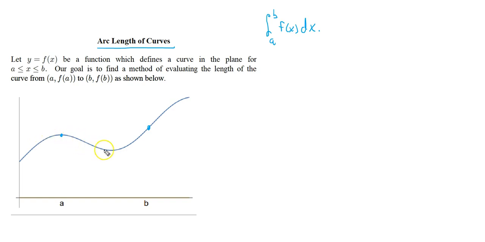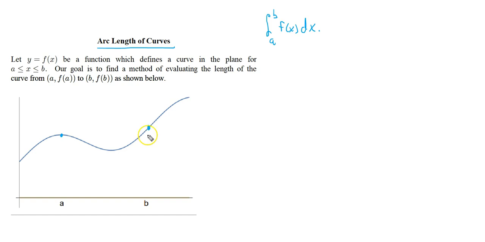So if we have a graph of a function down here, and say this is the point a, f of a, and this is the point b, f of b, we would like to know the length of the curve as we move from one point to the other. So think of this as being a string. We would like to know the length of that string. You see, this quantity up here will tell us the area bounded between the graph of the function and the x-axis, but we want to know what the length of this curve is. And as we'll see, there are some good applications related to that.